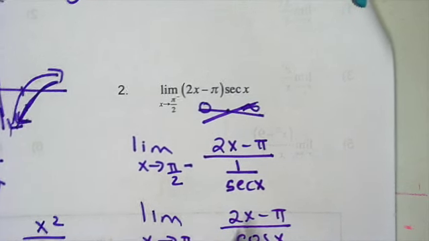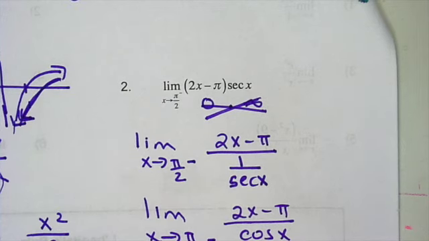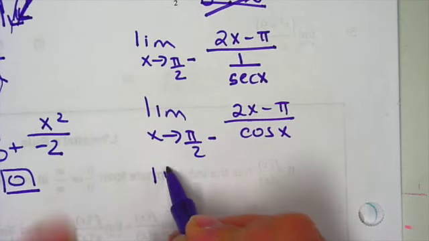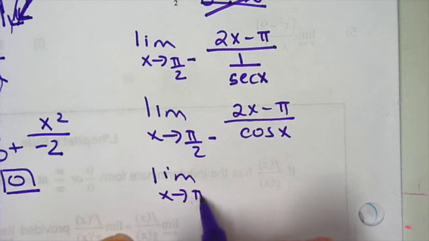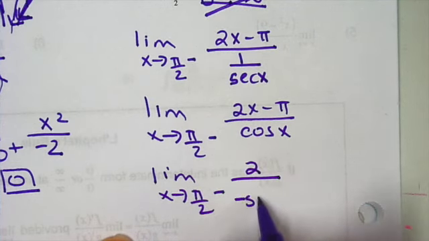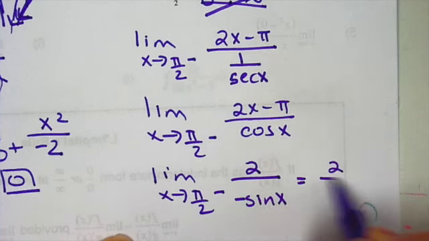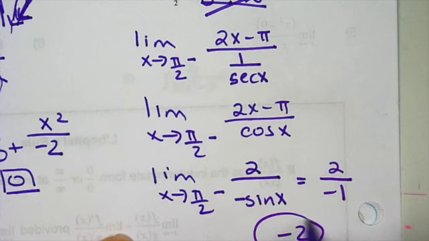So now if I plug in pi halves, I do have 0 over 0, so I can do L'Hopital's rule, which says to just take the derivative of the top and the bottom separately. Derivative of the top is 2. Derivative of the bottom is negative sine of x. Now if I plug in pi halves, this is 2 over negative 1, and my limit is negative 2.